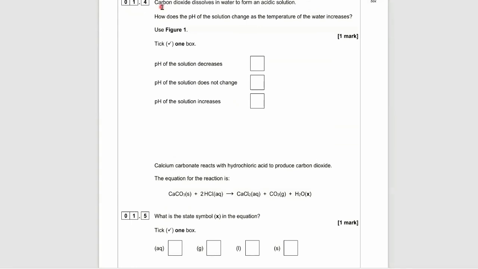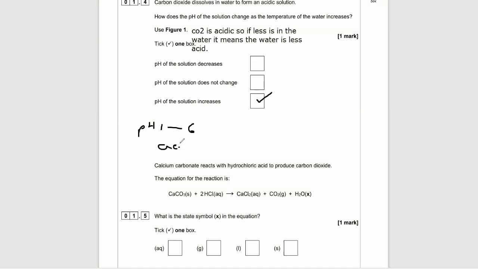1.4, carbon dioxide dissolves in water to form an acidic solution. How does the pH of the solution change as the temperature of the water increases? Well, we know as the water got hotter, there was less carbon dioxide in the water, and that's acidic, so the water's going to get less acid. And if there's less acid in the water, because there's less CO2 in the water, how does that affect the pH? Well, the pH actually increases, because low pHs, pH 1 to 6, are acidic.